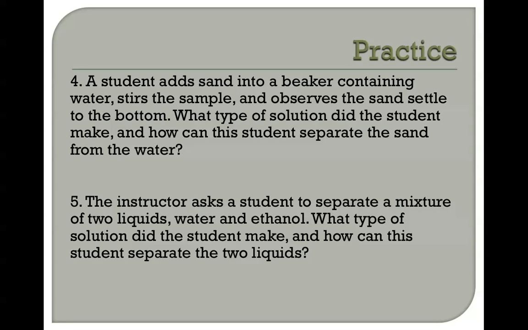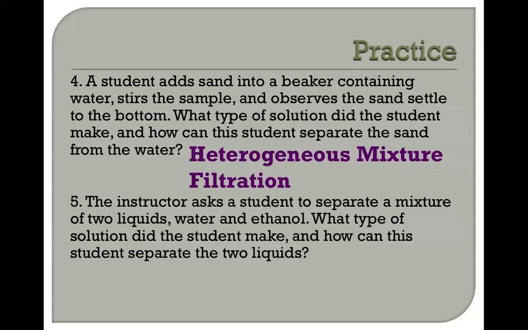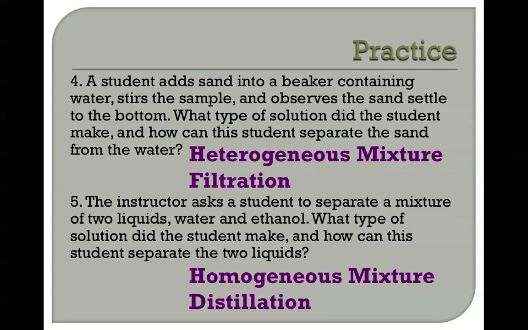This one was looking at how you have sand that has been stirred into water but yet settles at the bottom. What type of solution is this? It would be a heterogeneous mixture, which means you would want to use filtration to separate it. Now for number 5, we have a mixture of two liquids, water and ethanol. So what type of solution is this, and then how would the students separate the two liquids? Well, the type of solution is going to be a homogeneous mixture, and we want to use distillation to separate out the two liquids based on their boiling points.